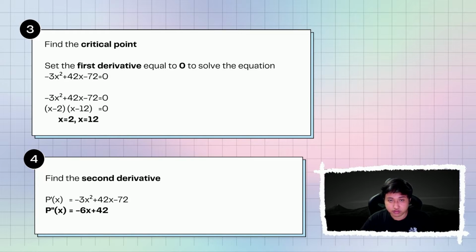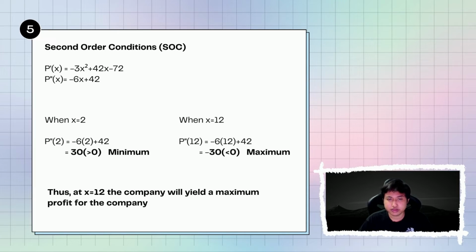First, we set the first derivative equal to 0 in order to solve the equation, and we get x equal to 2 and x equal to 12. Next, to find the exact unit that maximizes the profit, we need to find the second derivative, and the answer is negative 6x plus 42. To identify the minimum or maximum point, we use the second order conditions. When x equal to 2, we get 30, which is greater than 0, so it is a minimum point. When x equal to 12, we get negative 30, which is less than 0, so it is the maximum point.